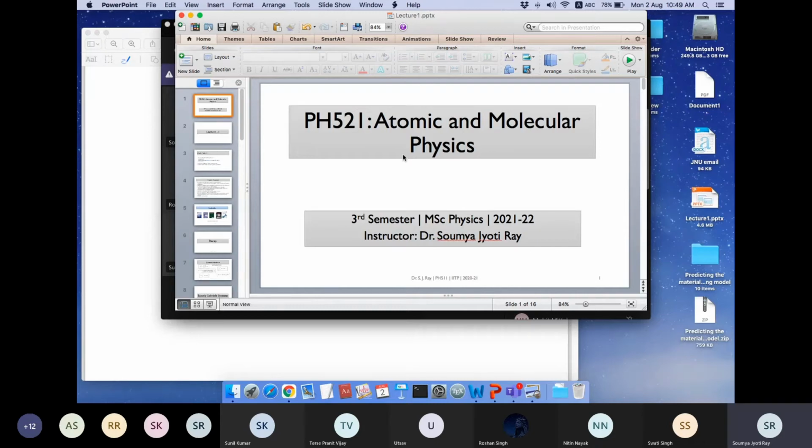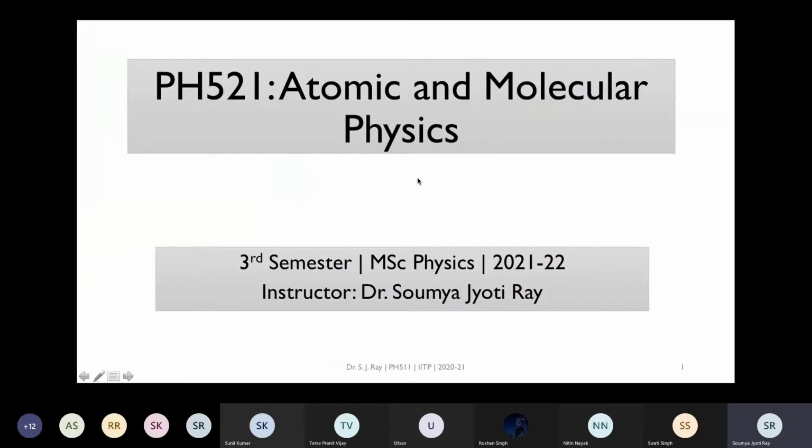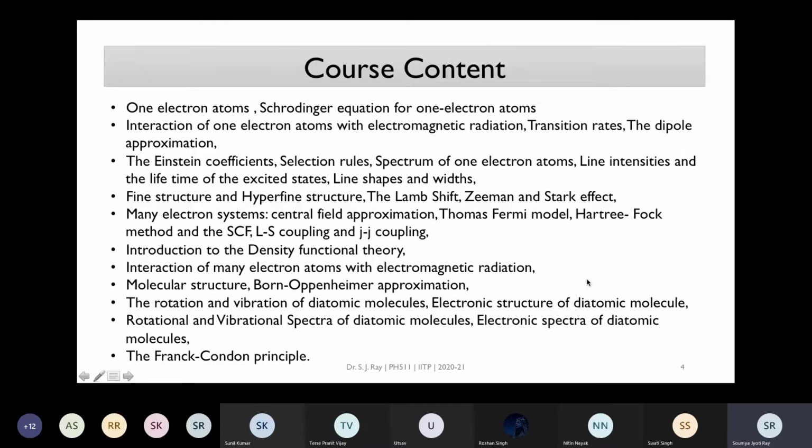As I said earlier, this course ID is PH521, so that is atomic and molecular physics. We will be doing mostly atomic physics and molecular physics. This is the third semester for you, and you are part of it. Now, lecture one, of course. As you see, this entire slide is about the materials which will be covered in this course.